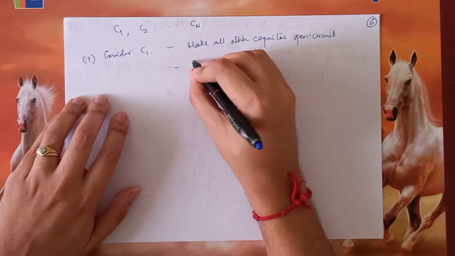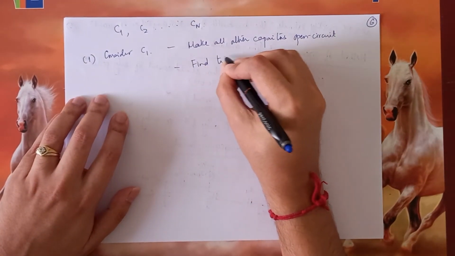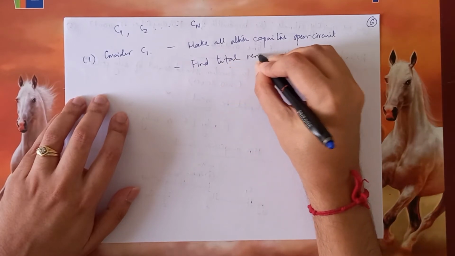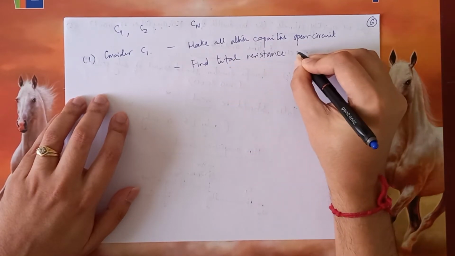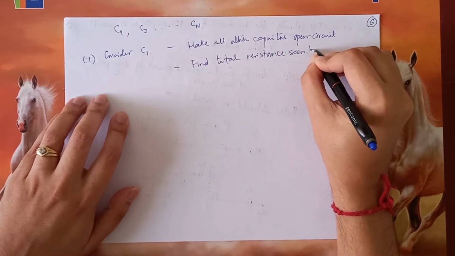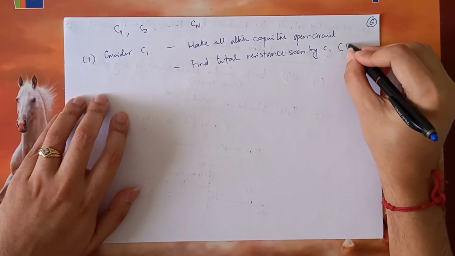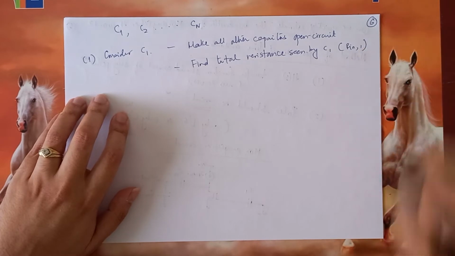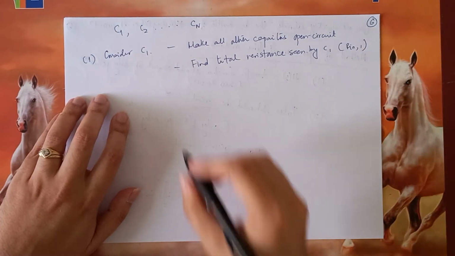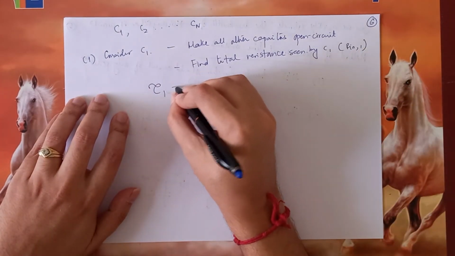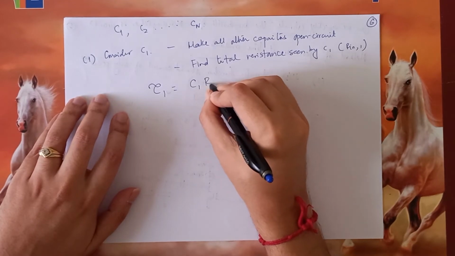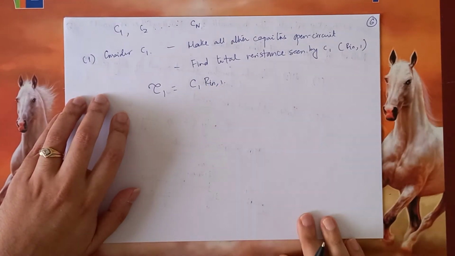And then find the total resistance seen by C1. Let us say we will call that Rn1. Then the first time constant, we'll call it tau 1, will be C1 times Rn1.